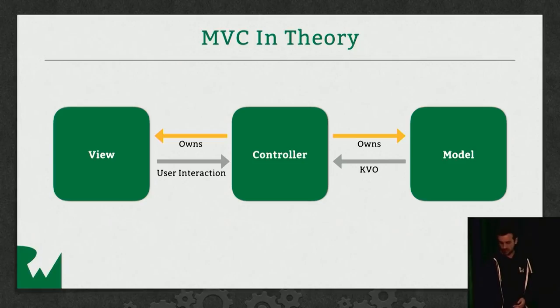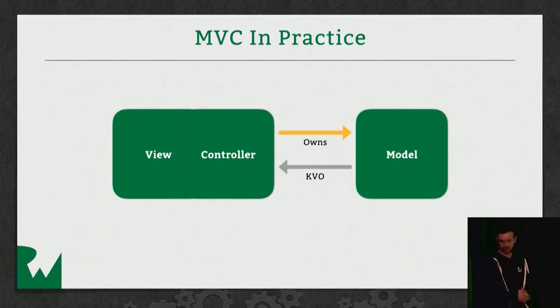This sounds great in theory, but we all know that that's not usually the case. What we normally have is something like this. The view and the controller become much more tightly coupled. They become pretty much the same thing. And we have the model, which stays the same. The reason for this is as we've developed as an iOS community and our frameworks have been changing, and now that we use storyboards a lot more, the view and the controller are basically the same thing. Our view controllers are so tightly bound with our views that it's really hard to distinguish between them in most cases.